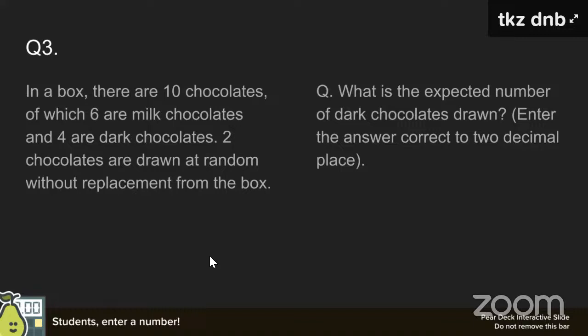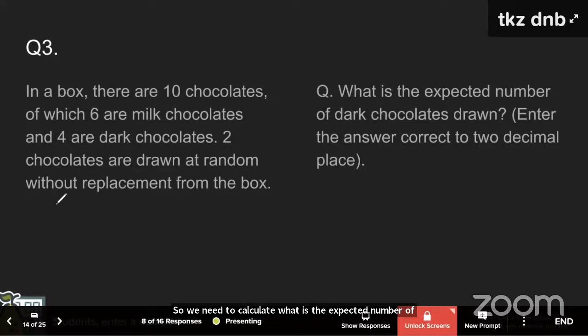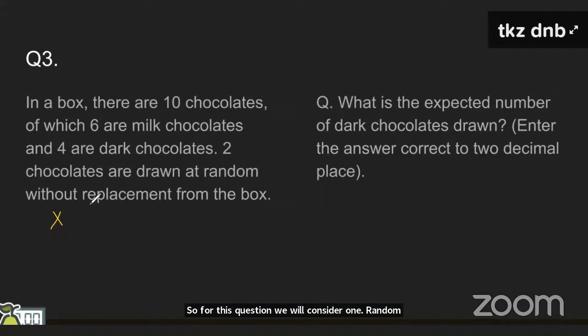Okay. Done. So we need to calculate the expected number of dark chocolates drawn. For this question, we will consider one random variable. Let's say X is a random variable which gives the number of dark chocolates drawn.